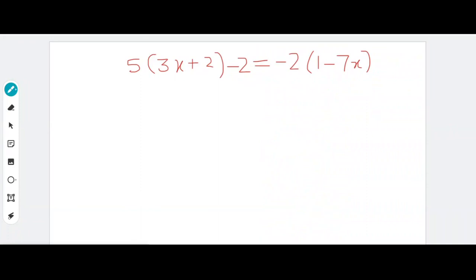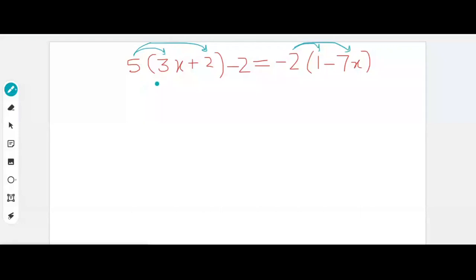So this is our third question, and here we can see that 5 open bracket 3x plus 2 close bracket, then negative 2, equal to negative 2 open bracket 1 minus 7x close bracket. Now let's start the question with the same method that we used in the previous question. We will open the bracket and multiply the number outside the bracket.